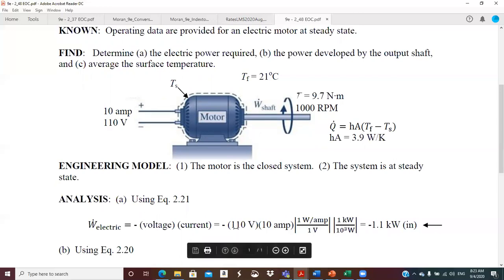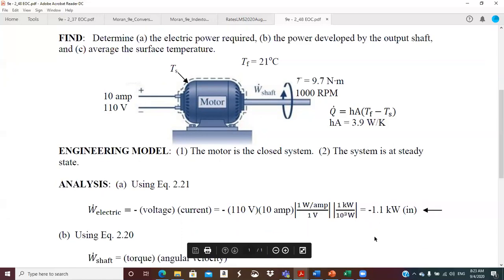Okay, so volts times amps in general is watts, and he wants to display this answer in terms of kW. So this would be minus 1100 watts, or if you divide by 1,000, you can convert from watts to kW. So we have minus 1.1 kW, and he's showing that's coming in. And the fact that it's coming in, by definition, makes it negative in terms of a sign.